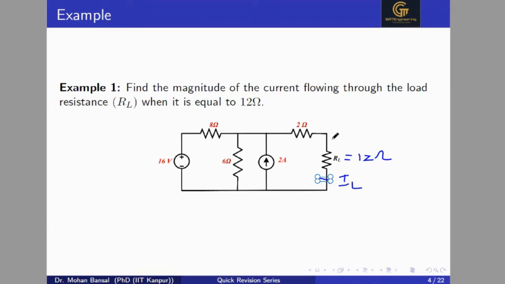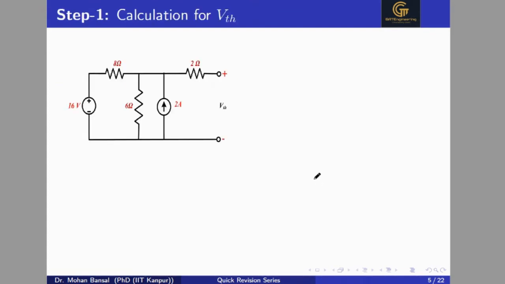The approach for solving this is, first, we need to remove the load resistance. After removing the load resistance, we will find the voltage VTH across this terminal. This is the approach for finding VTH. For finding RTH, we will remove the load resistance and deactivate all the sources. Deactivation means short circuit the voltage source and open circuit the current source. So first we will see what VTH is here.